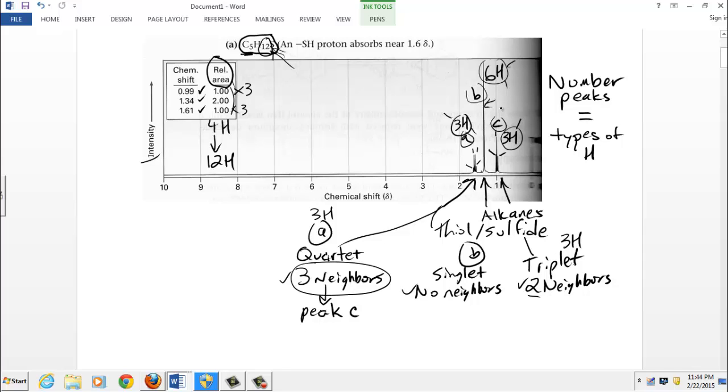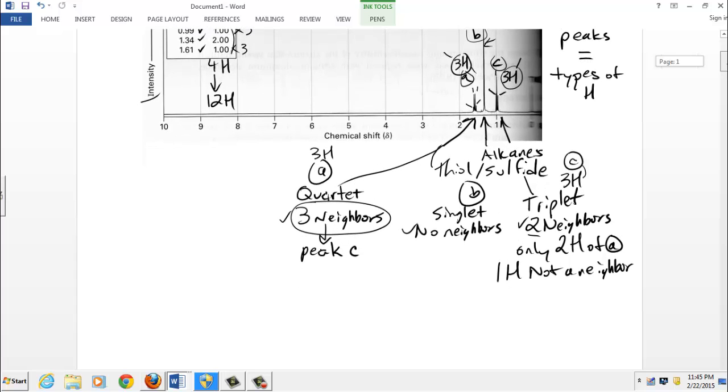So that leaves A. Okay, that is weird. Peak C, which is produced by 3 hydrogens, has 2 neighbors. Okay, they must be contained in peak A. So only 2 of the hydrogens of A are really neighbors to C, leaving 1 hydrogen that's not a neighbor. I know, that's weird. But that's how I interpret this spectrum. Okay, let's see how we can put this together a little bit. Make some guesses as to structure.